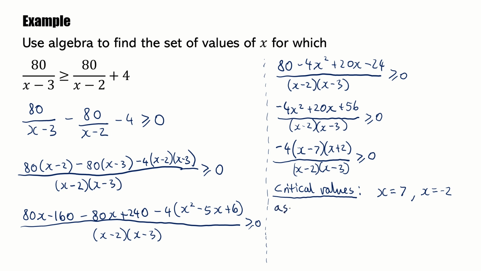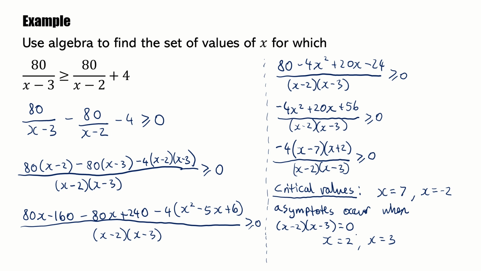So asymptotes occur, if I'm going to write the word occur, when the denominator is equal to 0. So therefore, I'm going to set the denominator equal to 0. And therefore, that's going to get the additional critical values of x equals 2, x equals 3. Those are vertical asymptotes, and they are also critical values.